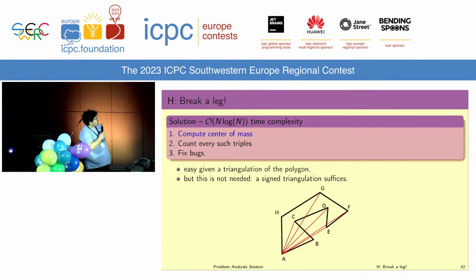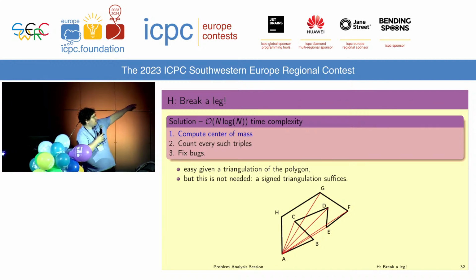To obtain a signed triangulation, you can simply fix one vertex, consider every edge that is not adjacent to this vertex, and consider the triangle formed with this vertex. You count it positively if it goes clockwise, or negatively if it goes counterclockwise, and you obtain such a triangulation. Okay. So when you obtain this, you have the center of mass, and then you can get to the heart of the problem.